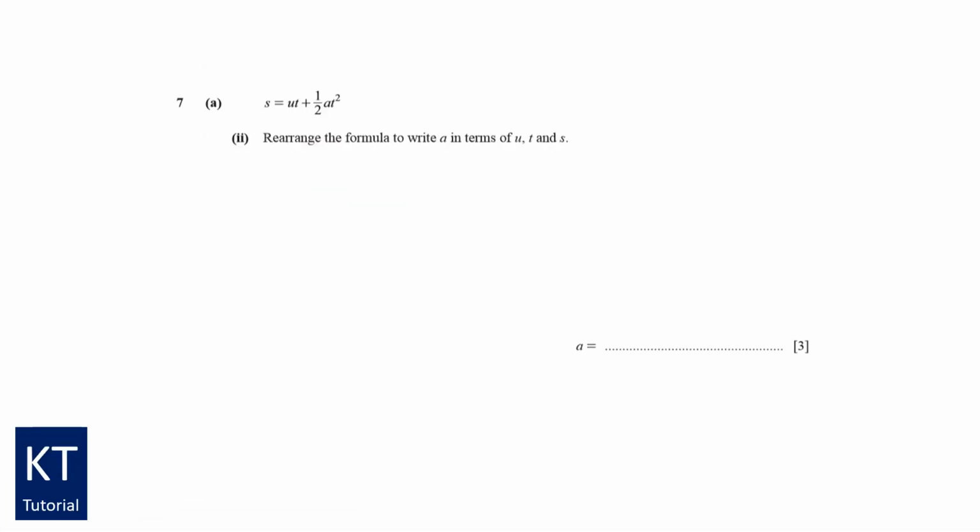Question 7a. S equals ut plus half at squared. Rearrange the formula to write a in terms of ut and s. Again, by doing BODMAS in reverse order, you'll be able to get to a being as stated.